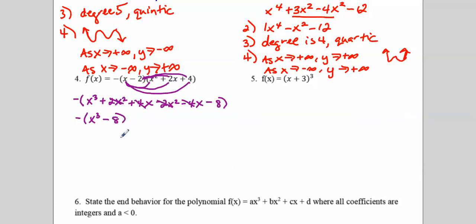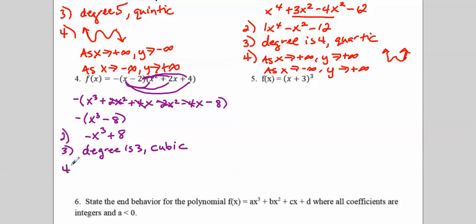And then you're going to distribute the negative to each of those terms, so this makes negative x cubed, and then negative times negative is positive 8. So this is the polynomial in standard form. That's my answer for number 2. For 3, the largest exponent is 3, so the degree is 3. And that makes this cubic.